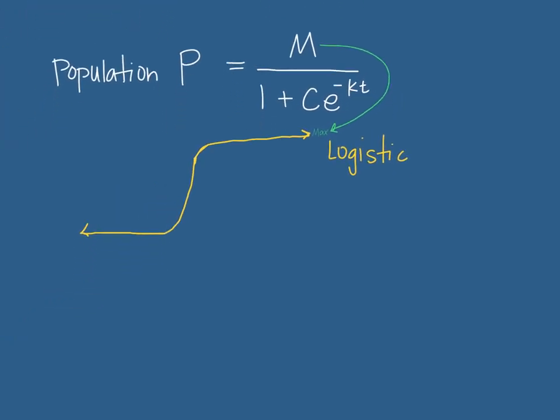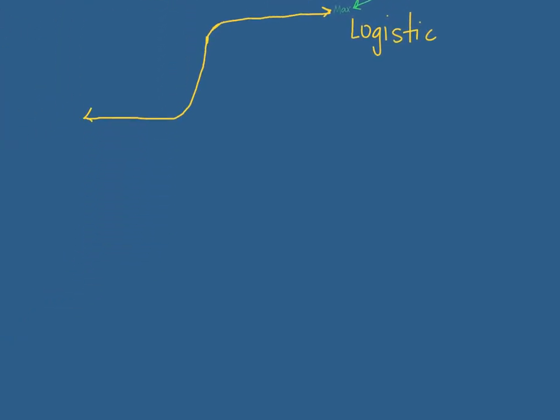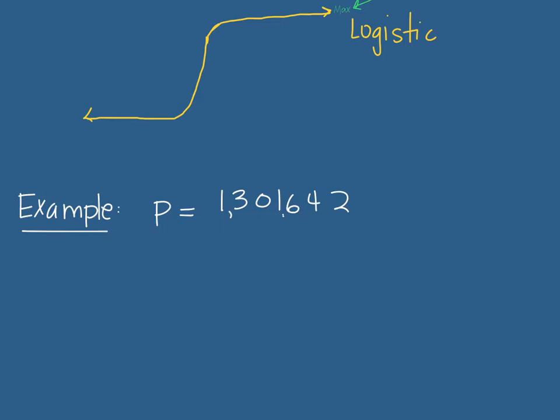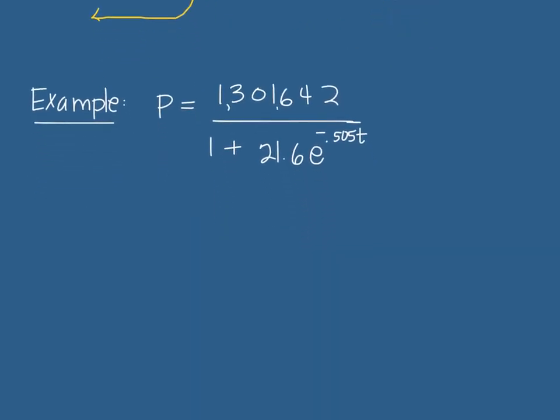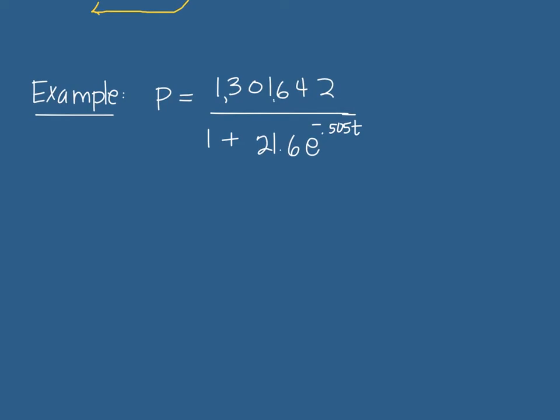Okay? So you can tell that right away from a graph. So let me give you an actual real-life equation that came from a real place. P equals 1,301,642. So if we put the commas in there, that's 1,301,642 over 1 plus, it's always a clue when you have 1 plus down there, 21.6 e to the negative 0.505 t. All right, this is a real equation.